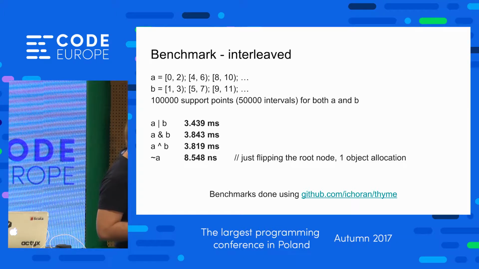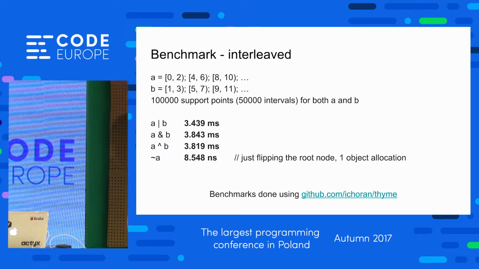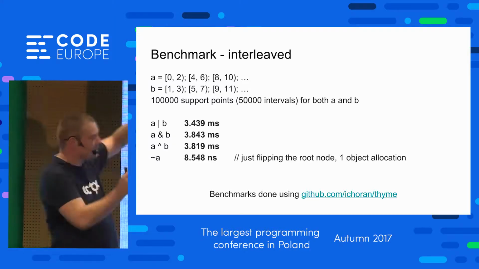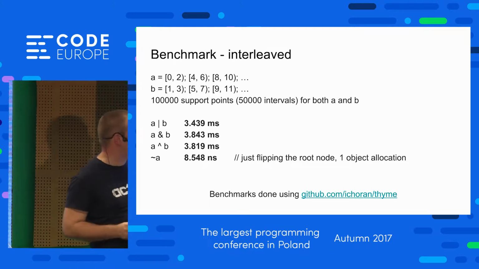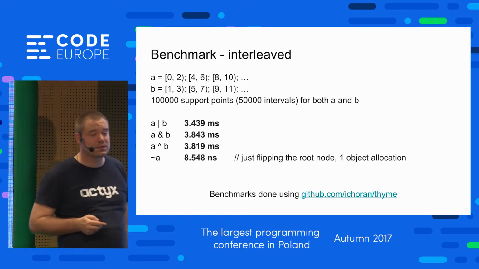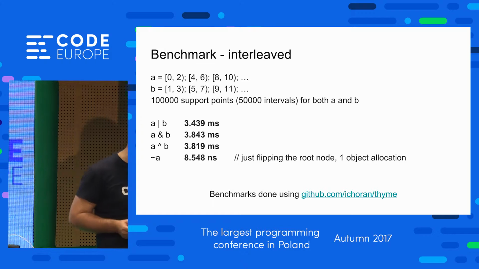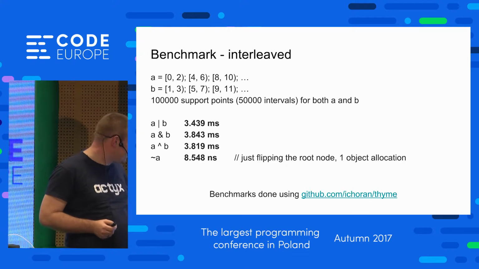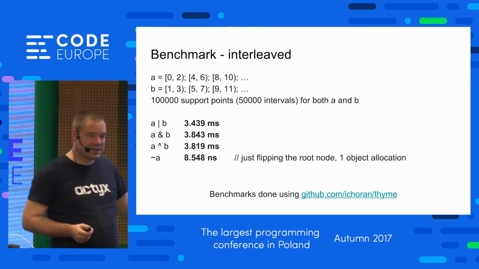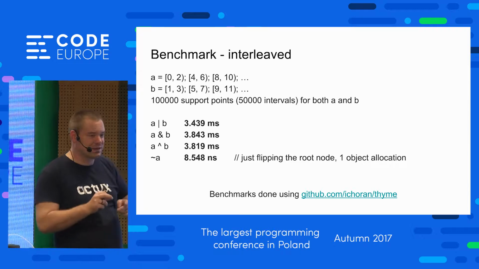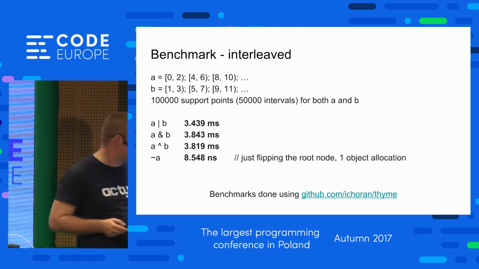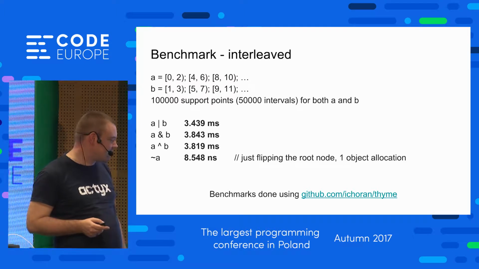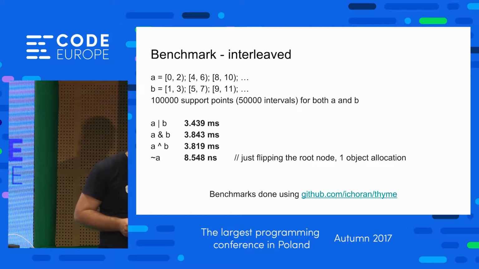So I made two examples. Here are basically some intervals, and here are some other intervals which are a little bit shifted. In total, we have 100,000 support points, meaning we have 50,000 intervals for both A and B. Now we compute the operations on them, which are the OR, XOR, and negation. This is 50,000 intervals, so it's not small, and it takes about 3 milliseconds to do that operation. It's about the same for all operations.